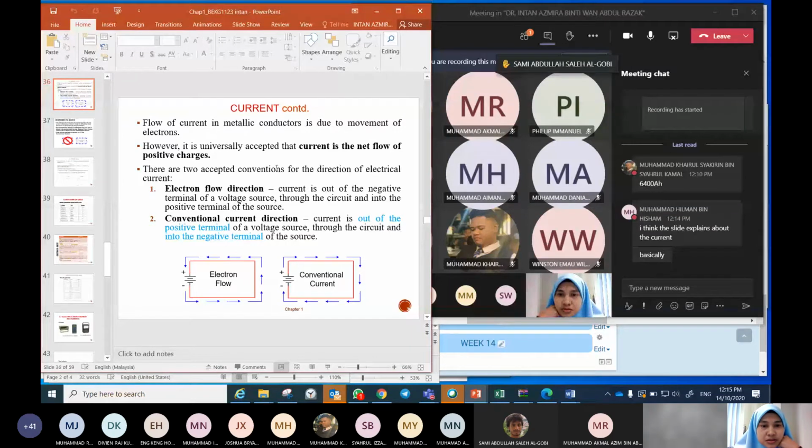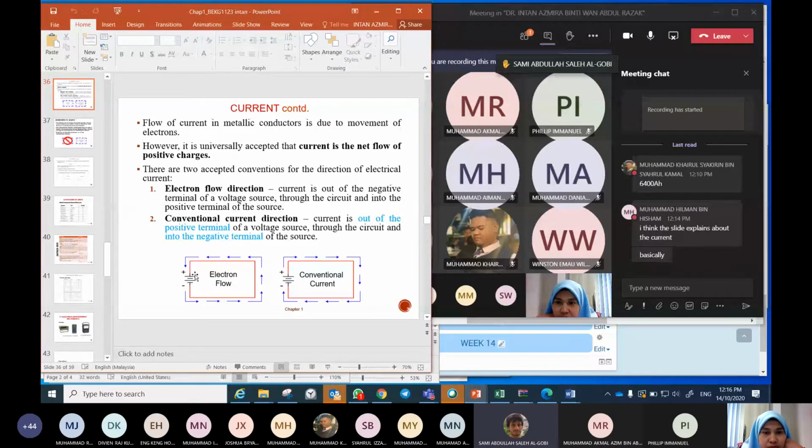So based on this, there are two conventions of direction of electrical current. Yes, it is about current. So this is the first, electron flow direction, where current is out of the negative terminal, from the negative terminal of a voltage source through to the positive terminal.